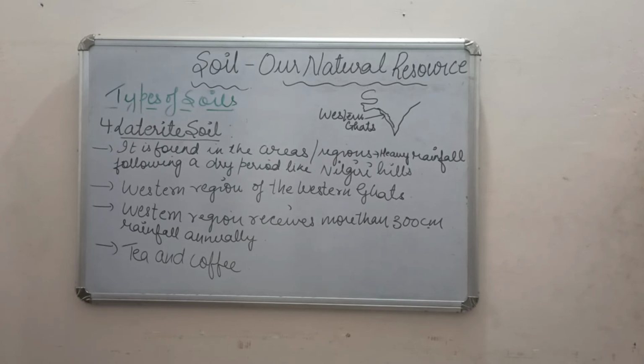Why is it there, the laterite soil? Because, do you know, children, the western region receives more than 300 centimeter rainfall annually. So as a result, here we find the laterite soil. Now the question comes, which kind of crops are grown here? So children, here tea and coffee are the main crops of this type of soil.